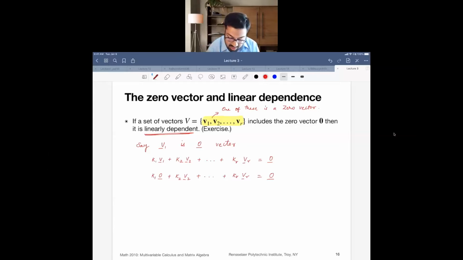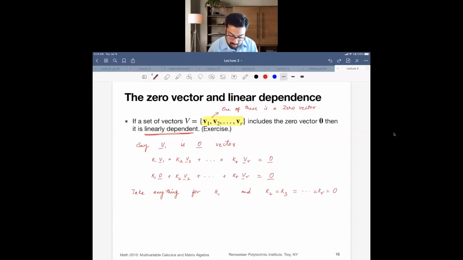which essentially says you can take anything for k1, right? You can take anything for k1, and you can make k2 equals k3 equals so on up to kr equals 0 and get a solution, right? So if you make k1 equals 5 and all the other k's are zeros, it will satisfy this particular equation, which happens to be a non-trivial solution.